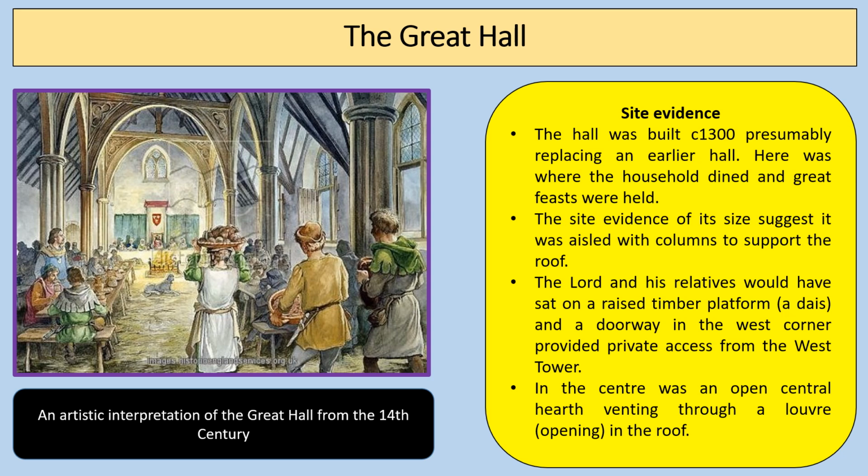The lord and his relatives, so in this case the de Roos family, and if you look really carefully you can see the de Roos heraldic symbol with the three water bougets there, which is typical of the de Roos family. They would have sat on a raised timber platform, which was known as a dais, and there was a doorway in the west corner, which we no longer can see site evidence for, but that would have provided private access from the West Tower, which was the main place where the Lords of Helmsley actually lived themselves, their own private chambers. In the centre there was an open central hearth with a fire venting through a louvre, which is an opening in the roof. There's no chimney, and that was again very common in medieval times.